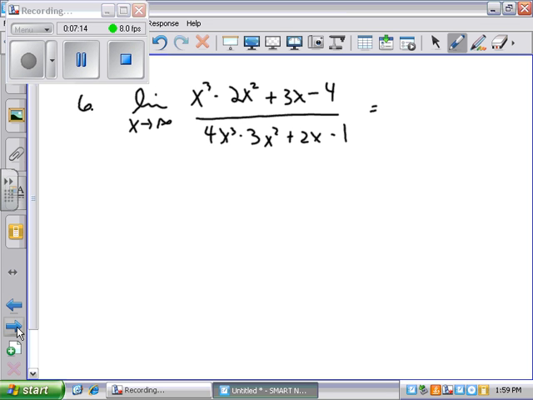Limit as x approaches infinity. What do we do as x approaches infinity? You compare the degree of the numerator and denominator, and if they are the same, the highest power of x up here and down here are the same, Jordan is correct. The limit will be the ratio of the leading coefficients.